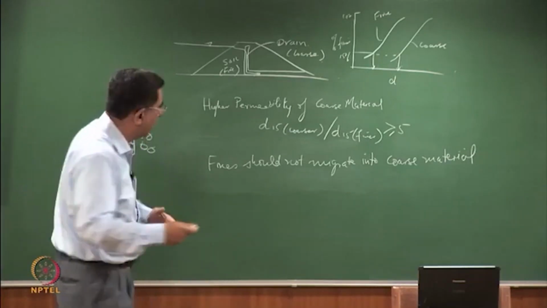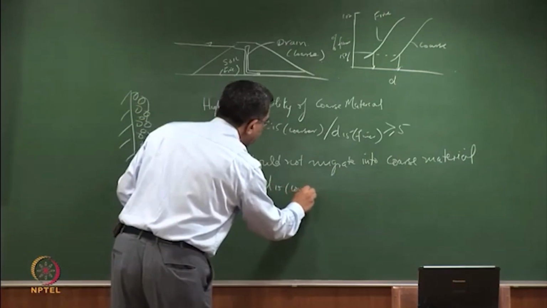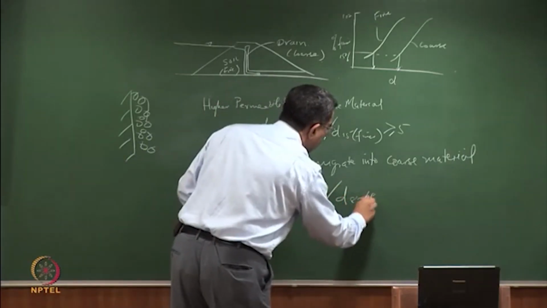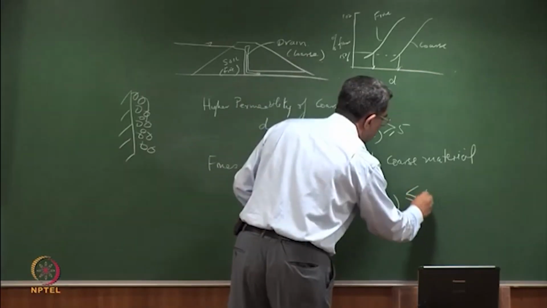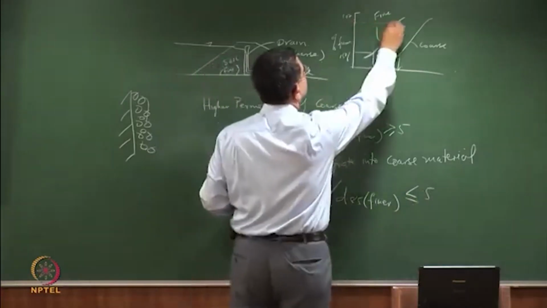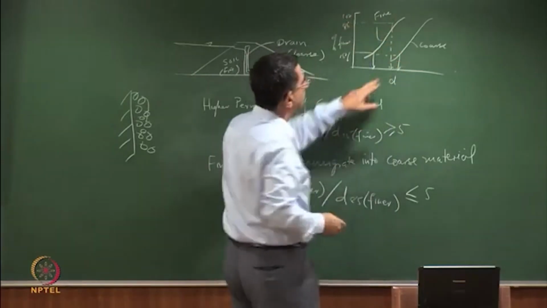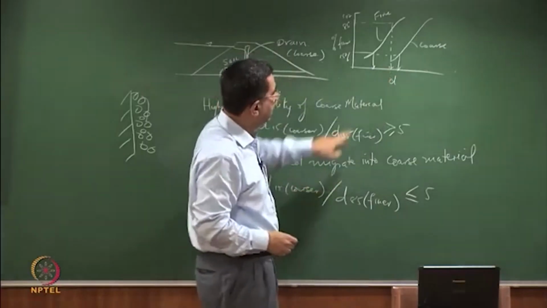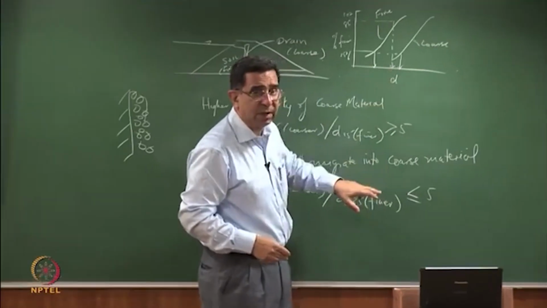So what is that criteria? That criteria is that D15 of coarser to D85 of the finer should be less than or equal to 5. So if I take D85 of the finer, and this is D85 of the finer, what is this trying to say? That D15 of the coarser to D85 of the finer should be less than 5.